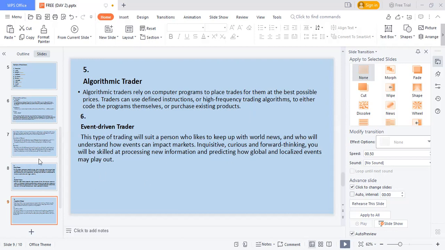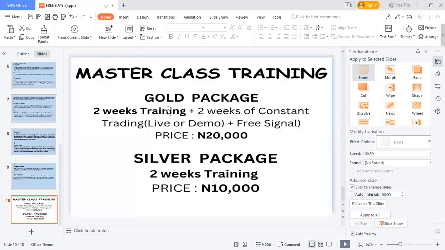This is how it's going to work. Right here on my screen, it's going to be the advanced class. The 2 weeks package plus extra 2 weeks of constant trading, live or demo, plus free signals, will go for 20,000 naira. That's the gold package. I repeat, the 2 weeks training plus 2 weeks constant trading, live or demo. I will advise you, if you have a live account, it's better to use your live account. Plus free signals coming from me after that training of 2 weeks. I'll still continue 2 weeks again. That's 20K.